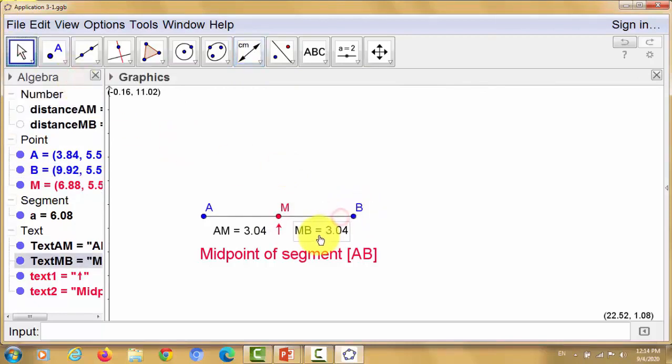They are equal to each other, so we can say that the midpoint of the segment is the center of symmetry of this segment. You know that to draw the image of a figure by using a point or center of symmetry, you should take the same distances on both sides. Then we can say that the midpoint of a segment is the center of symmetry of this segment.